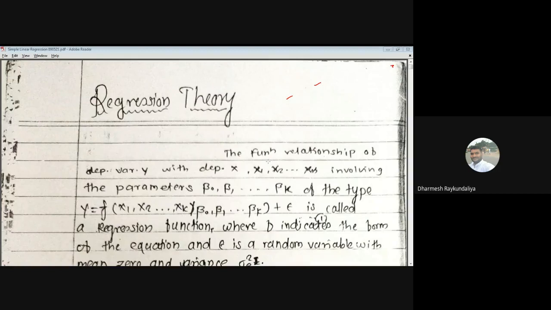That means if you are writing the model y is equal to beta 0 plus beta 1 x plus epsilon, then beta 0 plus beta 1 x is the systematic part and epsilon is the random part. But in linear models, x is considered to be fixed. That means only y has the normal distribution.